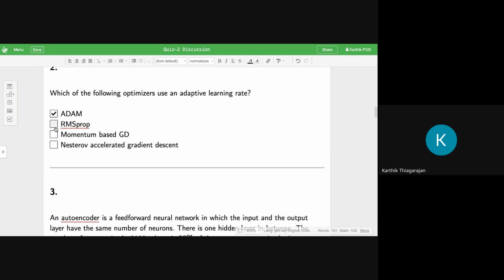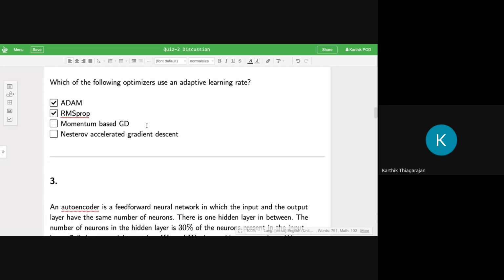This one, this one, right? So there is nothing much here. So that's a freebie. Okay.